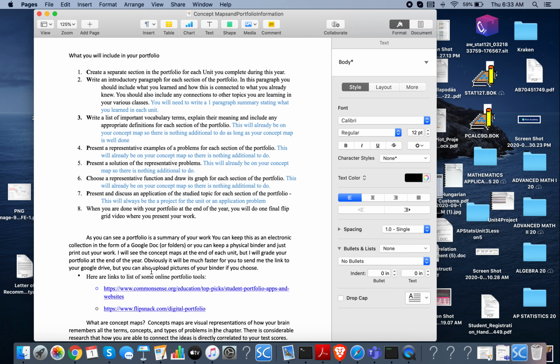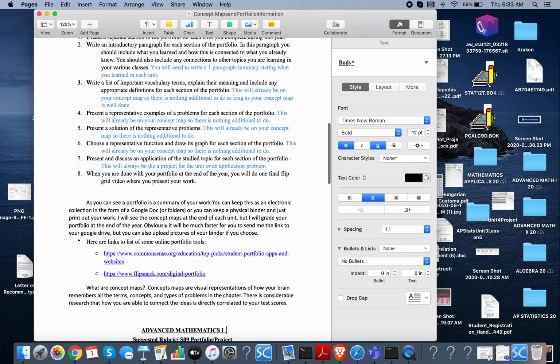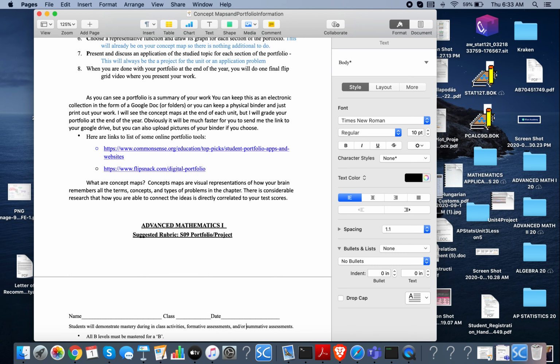Your portfolio can be electronic, a Google Doc, Sway. I gave you a couple extra resources down here. I just added these. I found them this morning. It could be physical though. You could keep a physical binder. I see some of you are already doing this with your Flipgrid. You're just taking pictures of your physical work and then it's easy for you to share electronically.